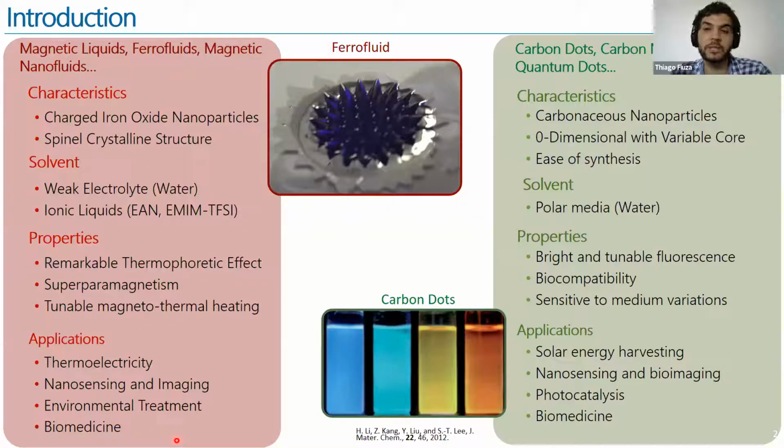On the other hand, we have the nanocarbon dots. These nanodots are particles composed of carbon, and they are considered to be zero-dimensional because they are very, very small. They are well known to be dispersed in polar media, and their most important property is their bright and tunable fluorescence, as we can see here in this picture. They can also be used in energy conversion applications, as in solar energy harvesting, as well as similar applications as ferrofluids in nanosensing, photocatalysis, and biomedicine.